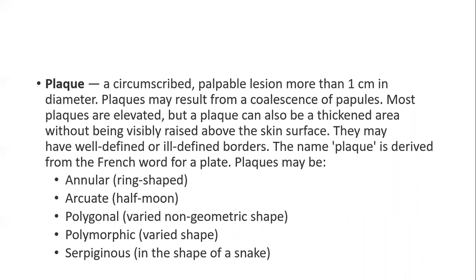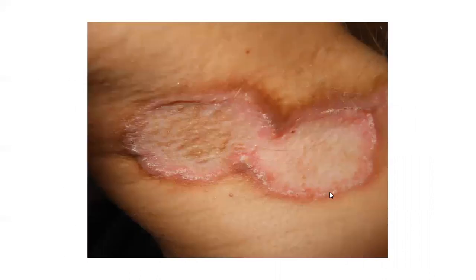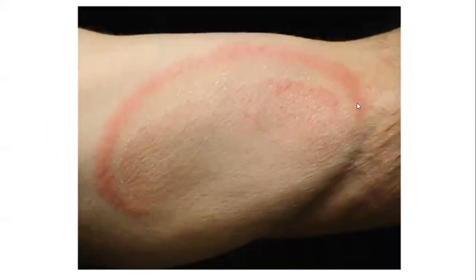The name plaque is derived from the French word for a plate. And plaques may be annular, ring-shaped, arcuate, half-moon, polygonal, multiple ring-shaped, polymorphic, various shape, and serpiginous, snake-like. So you can see this is an annular plaque, a ring-shaped plaque with central atrophy, then an arcuate plaque, which is half ring-like, arch-like.